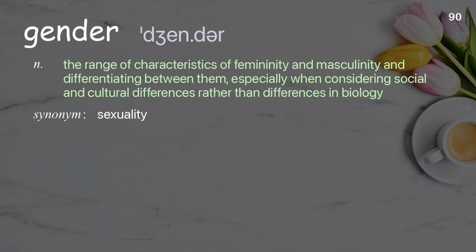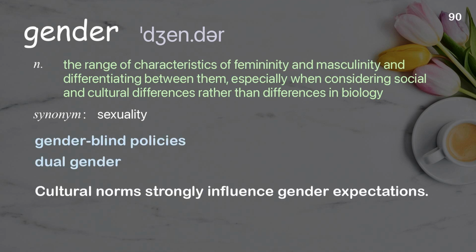Gender. The range of characteristics of femininity and masculinity and differentiating between them, especially when considering social and cultural differences rather than differences in biology. Examples: gender-blind policies, dual gender. Cultural norms strongly influence gender expectations.